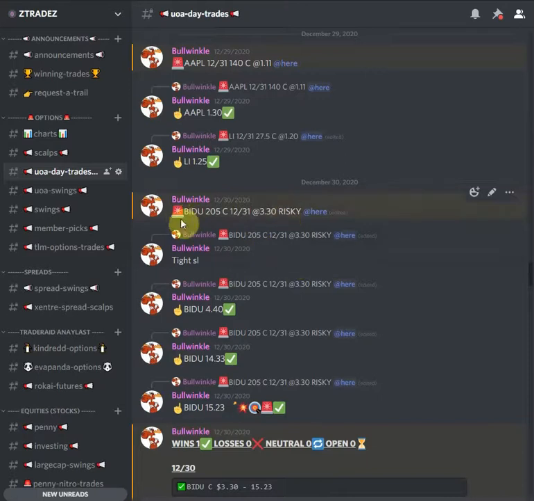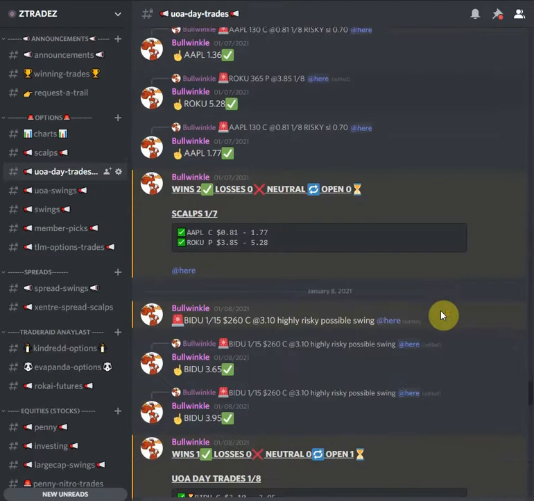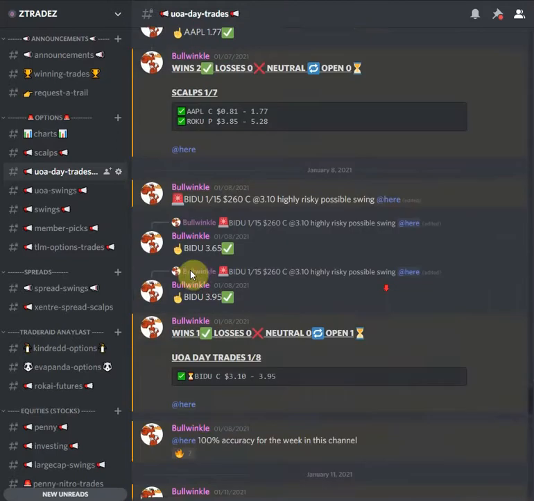So you can see again, there's the alert emoji. Baidu 205 calls for 1231 at $330. Very risky. And it ended up going up to $1,523. A great return on that trade. So we like to show traders, teach traders, and then show them what the knowledge that we pour out to everyone can do in these channels.